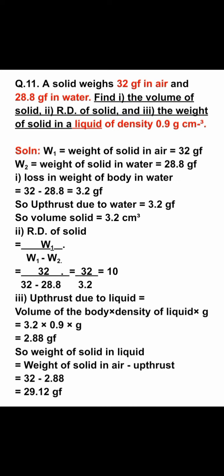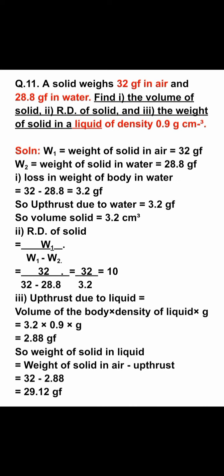So the loss in weight of the body in water is 32 minus 28.8, which equals 3.2 gf. This weight loss is due to the upthrust. So the upthrust due to water is 3.2 gf. Hence we can write the volume of the solid is 3.2 centimeter cube. The first part is done.